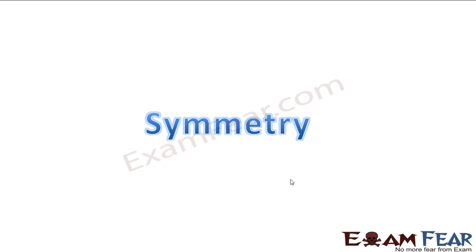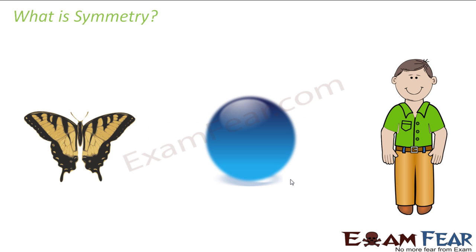So now the next basis of classification is symmetry. Let us see what is symmetry and how symmetry helps in classifying the Kingdom Animalia. So first let us try to understand what is symmetry. What do we mean by symmetry?